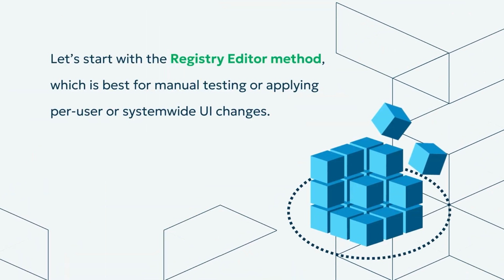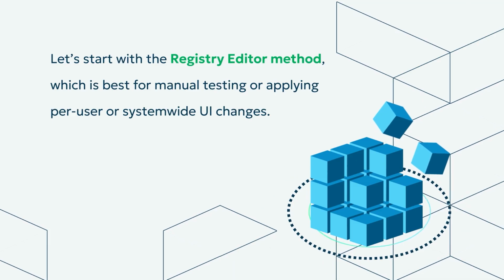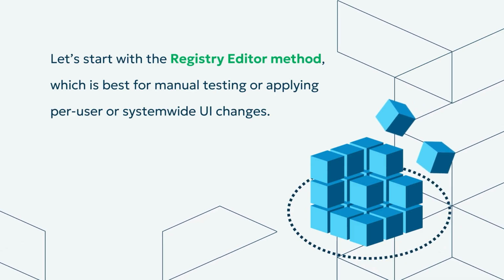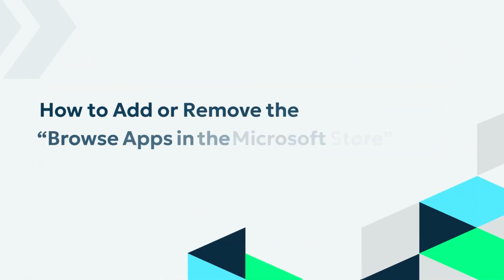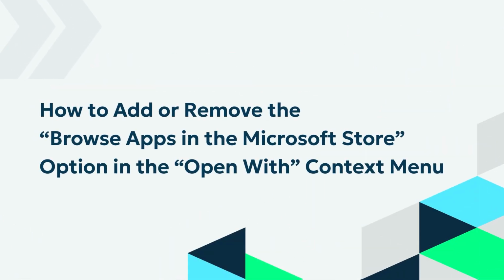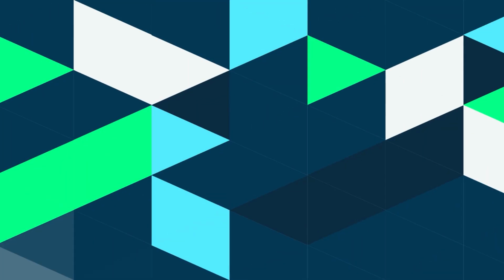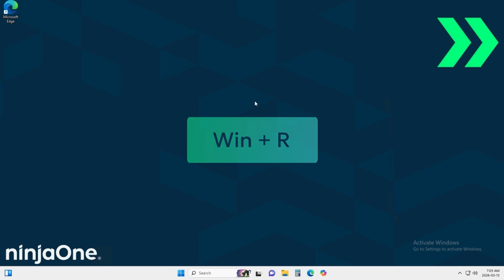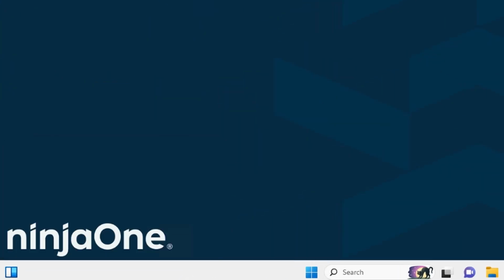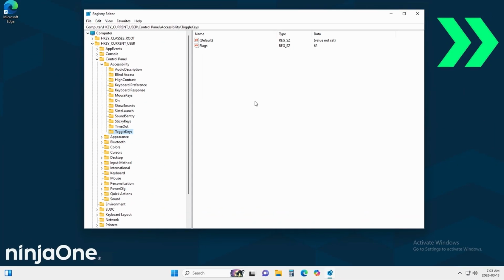Let's start with the registry editor method, which is best for manual testing or applying per user or system-wide UI changes. How to add or remove the Browse Apps in the Microsoft Store option in the Open With context menu. Method 1. Using the registry editor. Start by pressing Win+R, typing regedit, and launching it with administrative privileges.